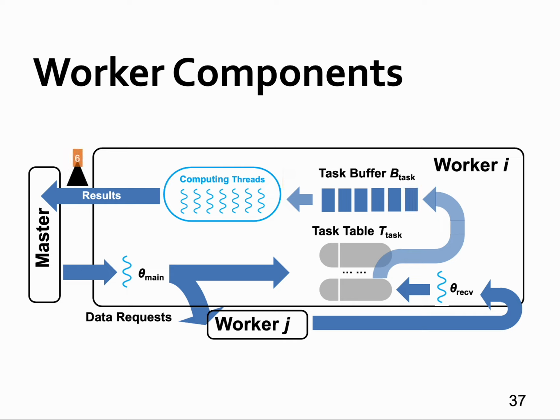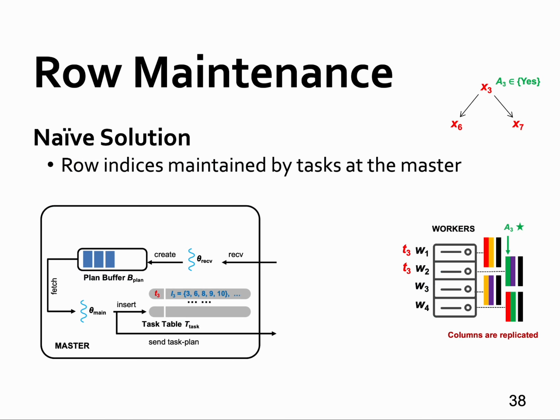After a computing thread fetches task 6 and has computed the subtree rooted at node 6, this subtree is then sent back to the master. So far, we have not discussed how the rows of a node are kept with its corresponding task, which we address next. A naive solution is to keep the row indices with the task objects on the master side.